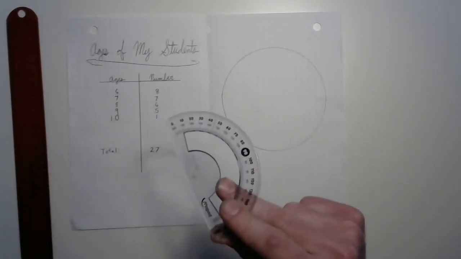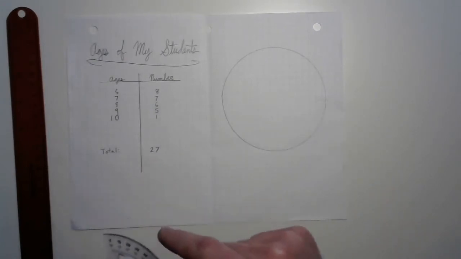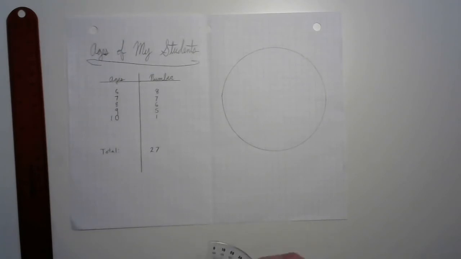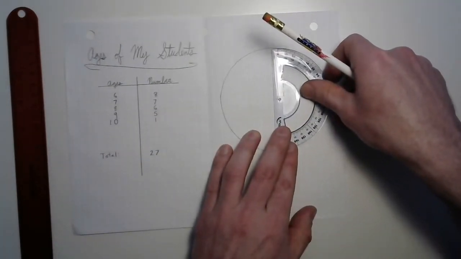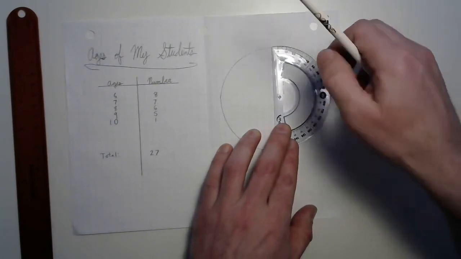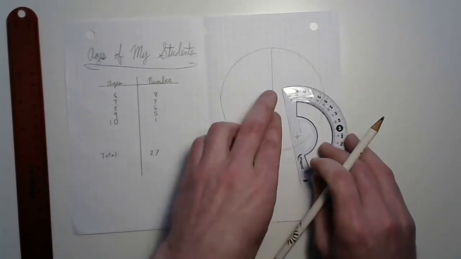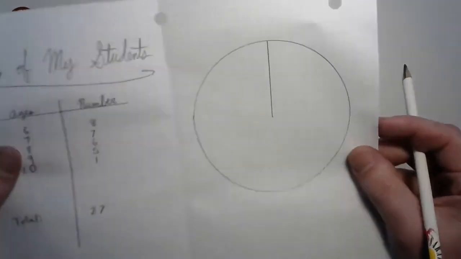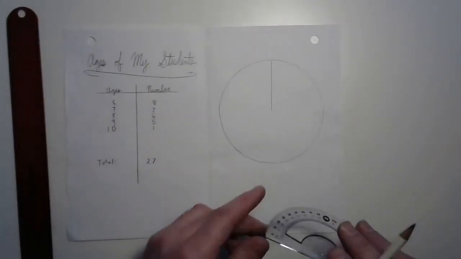We need our protractor again, and we need to get our first slice set up. I think we're going to go with the 6-year-olds, and there's 8 of them. And 8 times 13 and a little more is about 106 and a half. So we're going to make a line straight from the top of our center point to the top of the circle to get our slice started. Now we can measure an angle from that line. And our angle needs to be 106 and a half, about that.